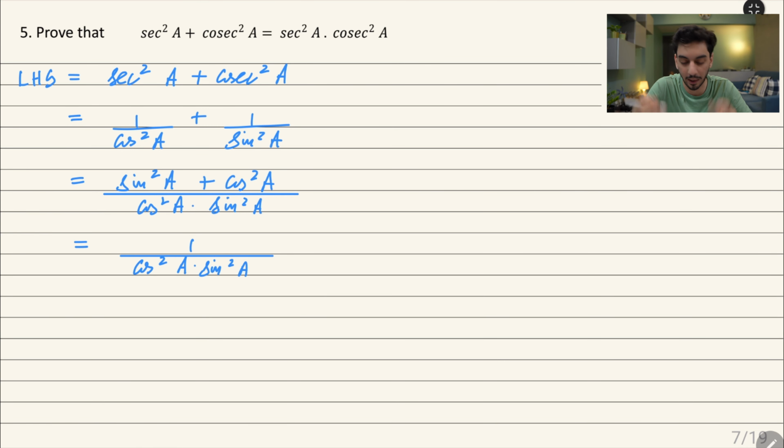Now just flip it back again. Now there is obviously a multiplication sign, so we can directly flip it. So 1 upon cos square a is sec square a, and 1 upon sine square a is cosec square a, and that is what is my answer.